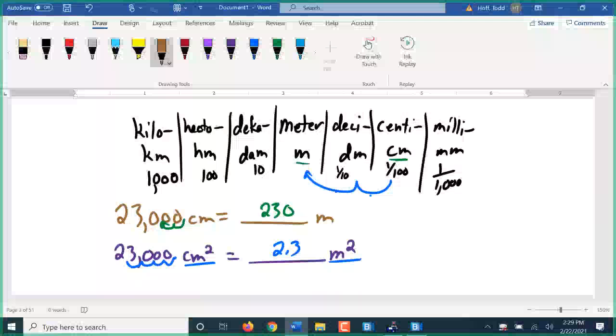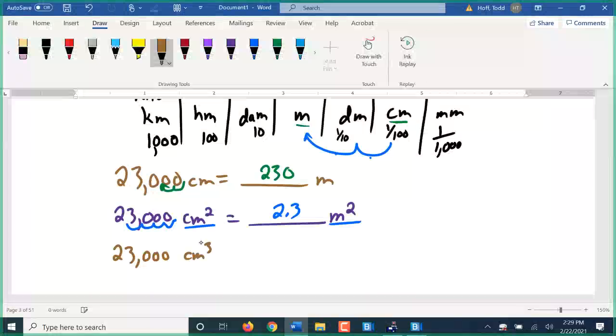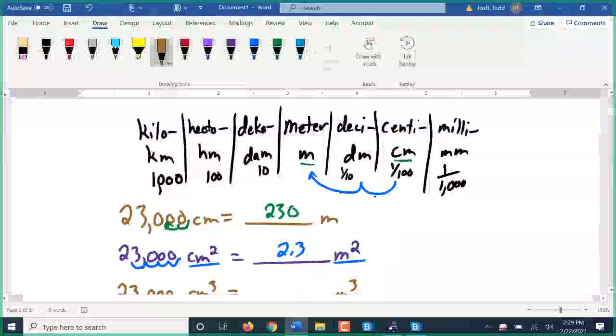But what if we go to the next step? What if it's not square centimeters, but cubic centimeters? And we're converting it into cubic meters. Well, now every spot on the chart again is no longer multiplying or dividing by 10. It's multiplying or dividing by 10 cubed. 10 times 10 times 10 is 1,000. So when you multiply or divide by 1,000, it moves the decimal point 3 spots. So every spot on the chart is now 3 decimal places.